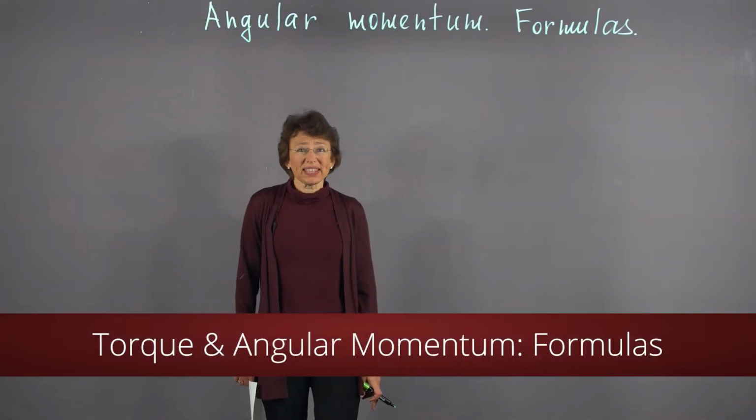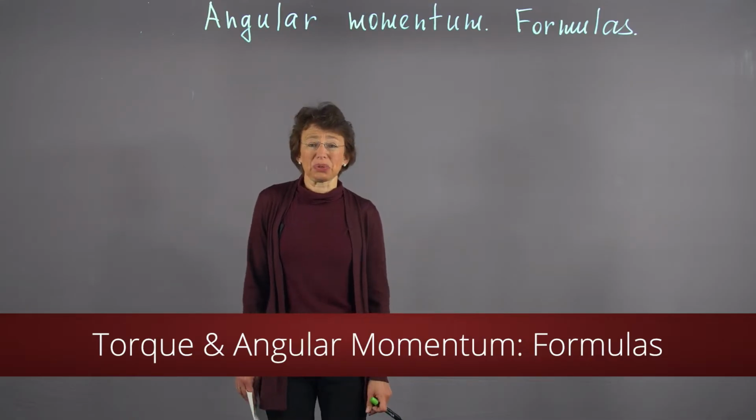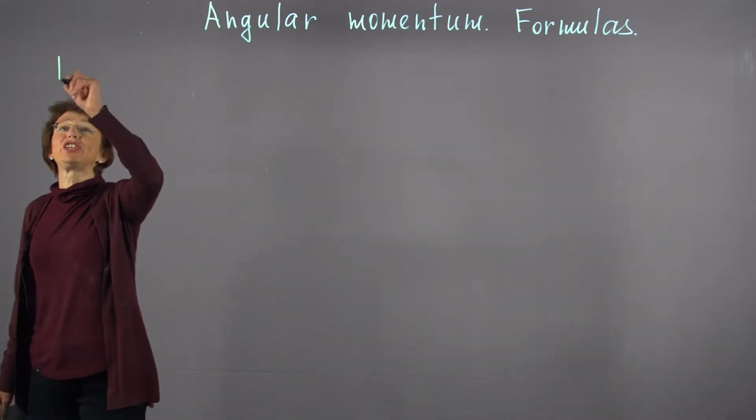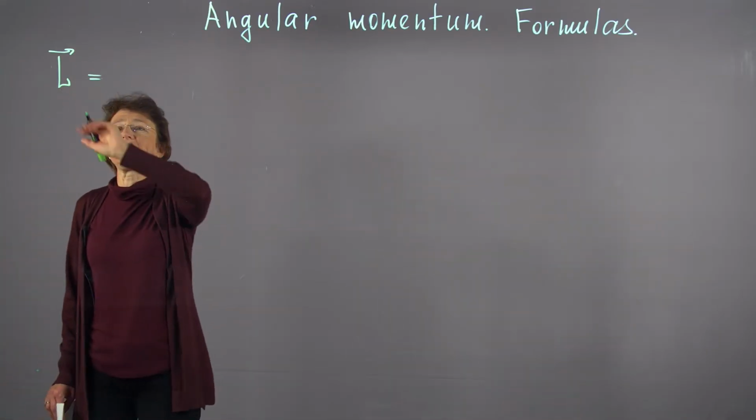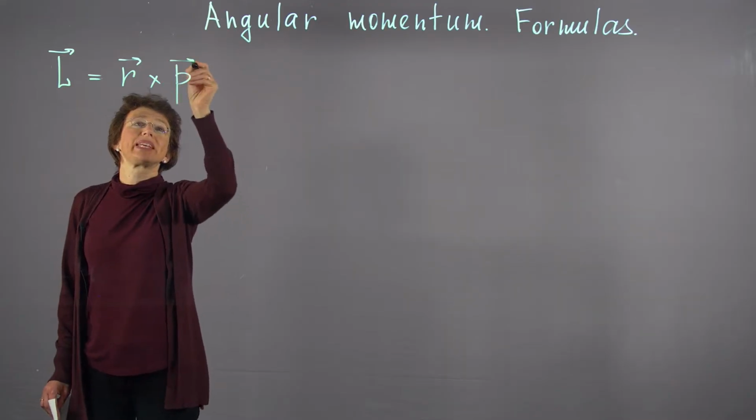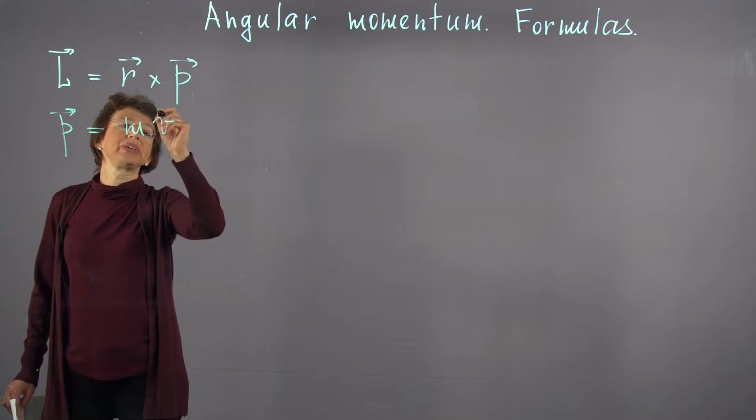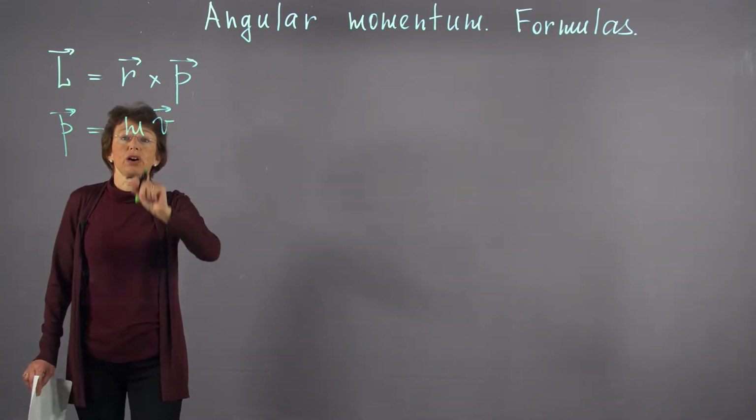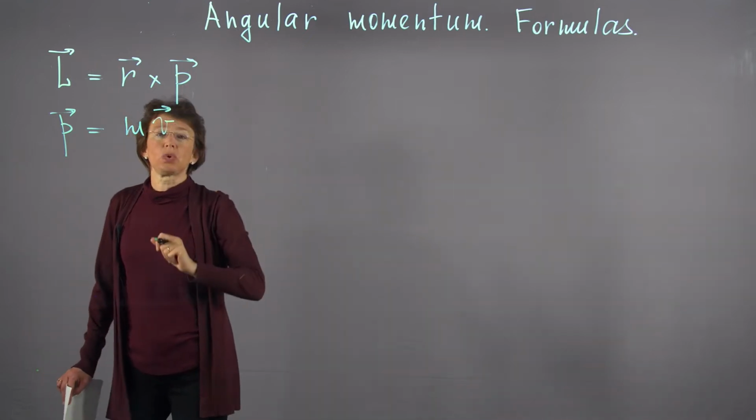Howdy. Let's write the formulas for angular momentum that we will need today to solve problems. First of all, the definition of angular momentum, L. We call angular momentum L, it's a vector, and by definition, it is r cross p, where p is linear momentum mv, and r is from the point of origin, from the pivot, to the point where the particle is.